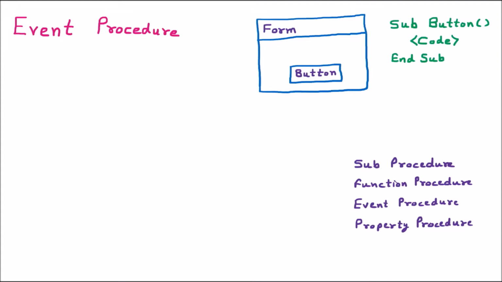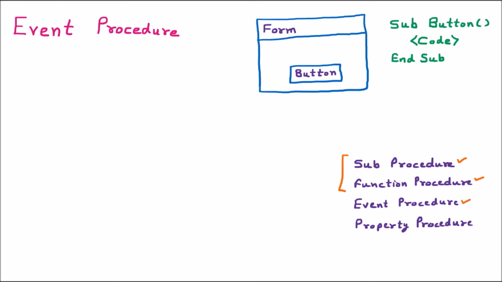Okay everyone, so now we are learning the event procedure. We know that in .NET there are 4 types of procedure. Out of that we have 2 major types, which are the sub procedure and the function procedure. Whenever a procedure is not returning anything, that is called a sub procedure. If the procedure is returning something, that is called a function procedure. And whenever a procedure is attached to some event, that is called an event procedure.